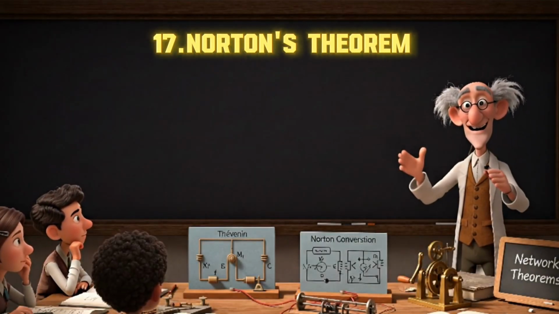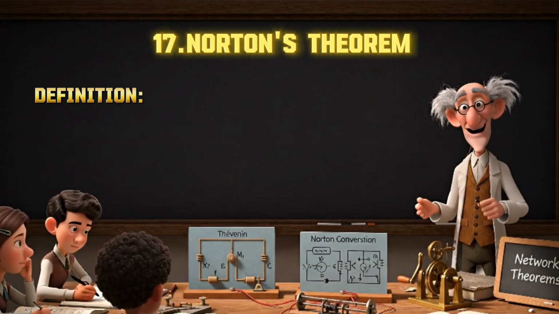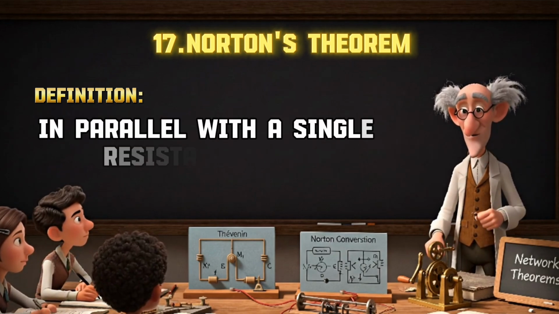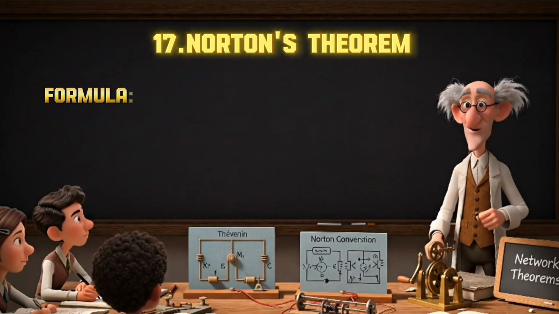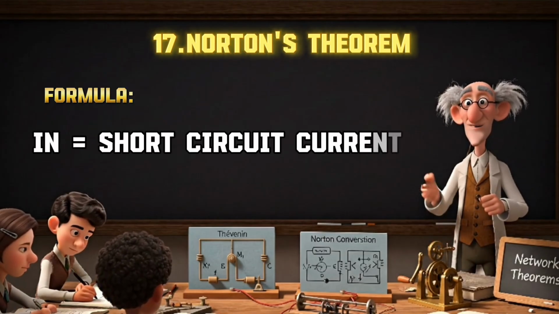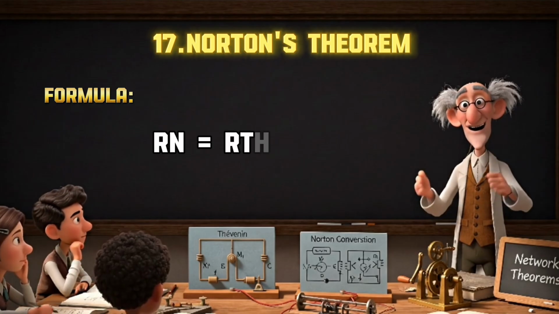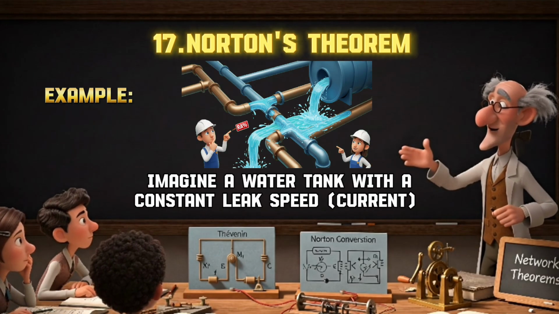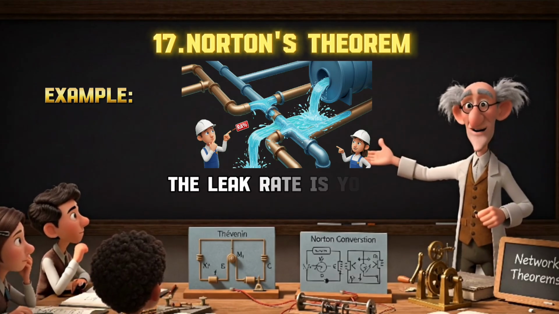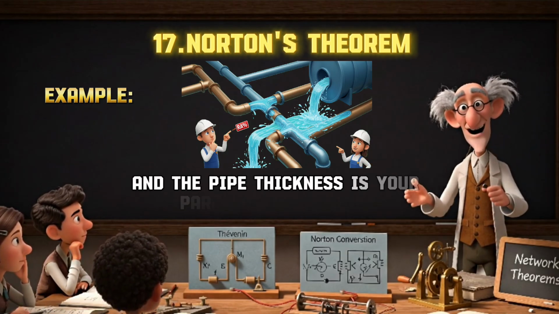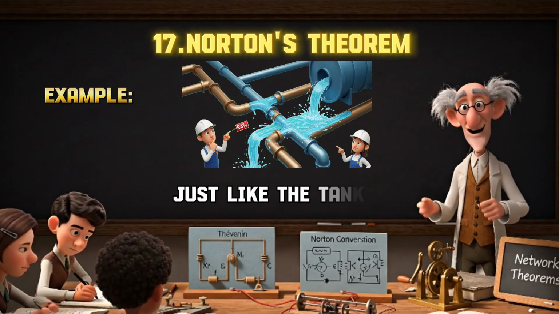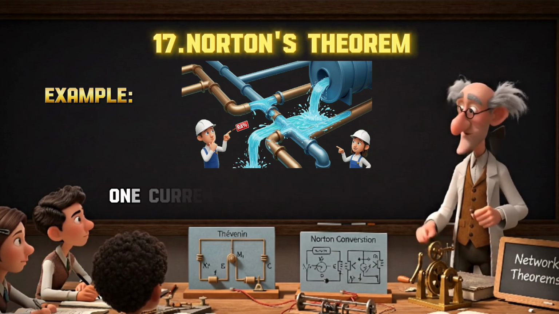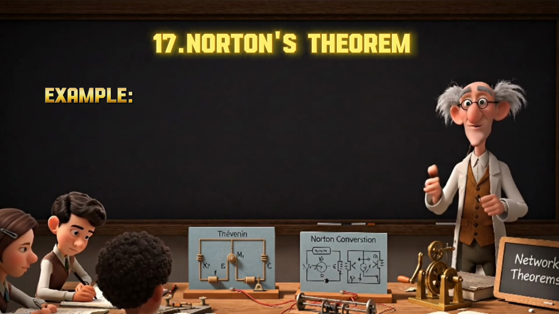Norton's theorem. Definition. Any complex linear network can be replaced with a single current source, IN, in parallel with a single resistance, RN. Formula. IN equals short circuit current. RN equals RTH. Example. Imagine a water tank with a constant leak speed, current, feeding into a pipe network. The leak rate is your current source, and the pipe thickness is your parallel resistance. Just like the tank plus pipe combo represents the whole system, Norton's theorem packs your messy network into one current source plus one resistor.